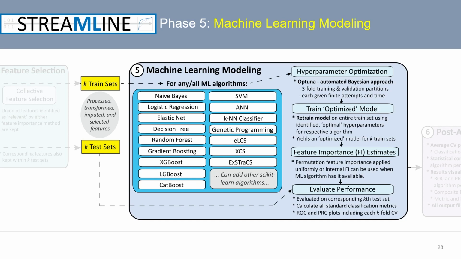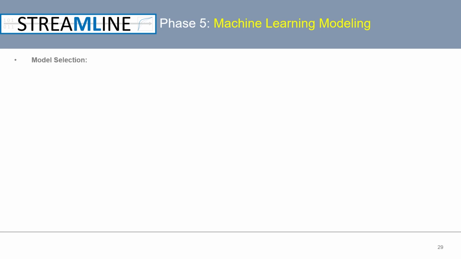This phase automatically completes the following steps in sequence: a hyperparameter optimization sweep, training a final model on the entire training set using the best hyperparameter options identified in the hyperparameter sweep, calculating model feature importance estimates, and performing model performance evaluations on respective testing datasets. We'll talk about each of these steps in a bit more detail in the slides that follow. First, let's talk about model selection.